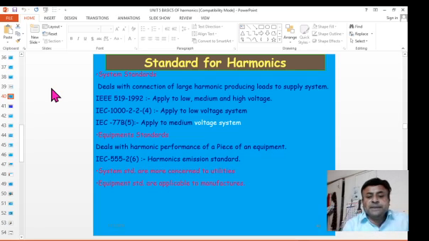IEC 61000 standards apply to the medium voltage system. Equipment standards are applicable to particular equipment. They deal with the harmonic performance of a piece of equipment, such as IEC 55526 and harmonic emissions standards. System standards are more concerned with utilities, whereas equipment standards are applicable to the manufacturers.